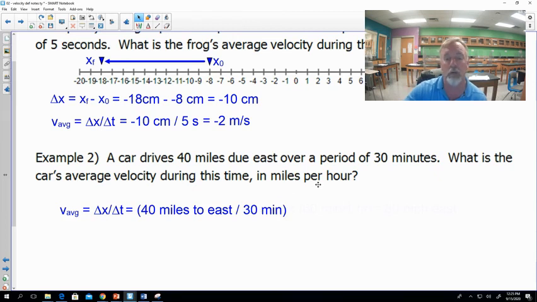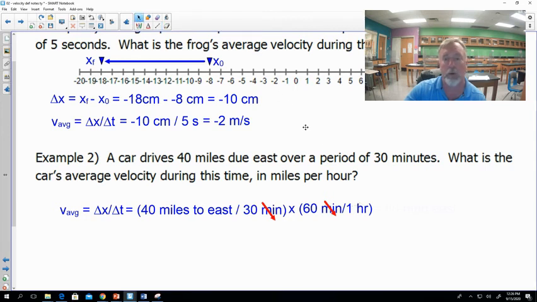So we need that conversion. How many minutes are there in an hour? 60 minutes in 1 hour. Now, if you remember from chemistry or another class, how do we know which goes on top in this conversion term, 60 minutes or 1 hour? You're going to know which goes on top because here minutes were in the bottom. We need minutes to be on the top over here so they cancel each other out. Then we're just left with a distance, 40 miles to the east, and a time, 1 hour.